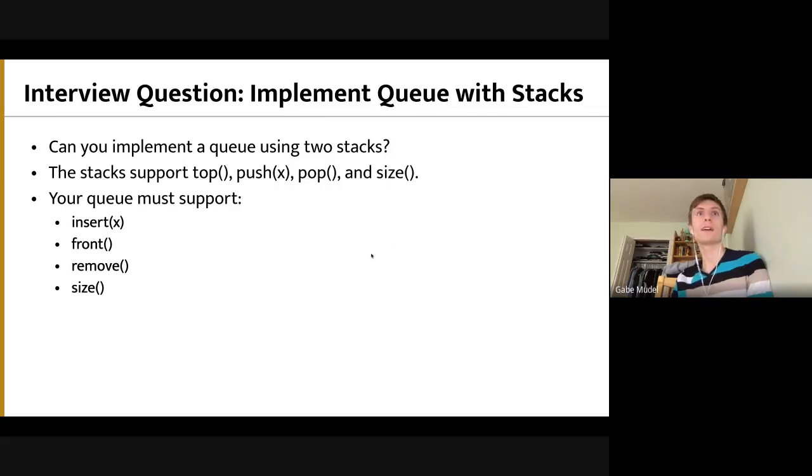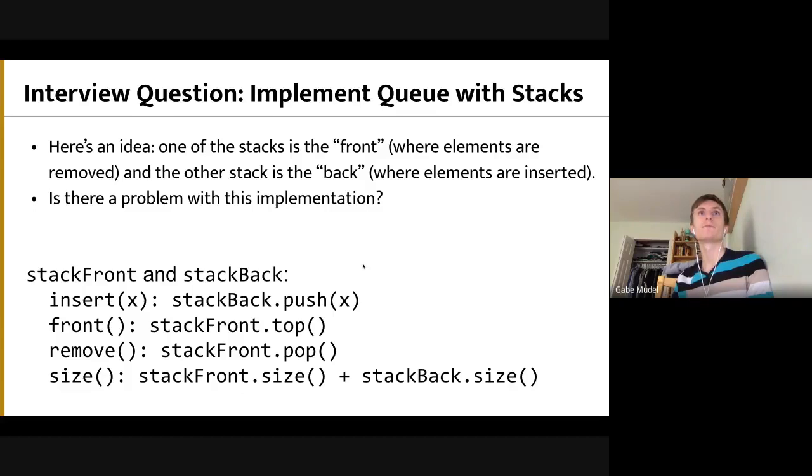Okay, yeah, these are good ideas. So we have these two stacks. One of them represents the front, where we have elements that are being removed. And then the other stack is the back, where elements are inserted.